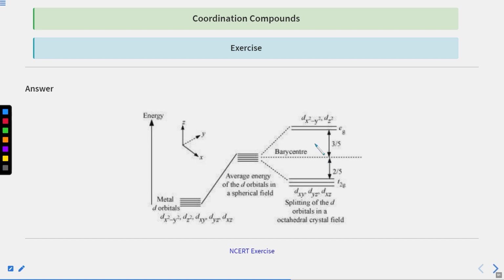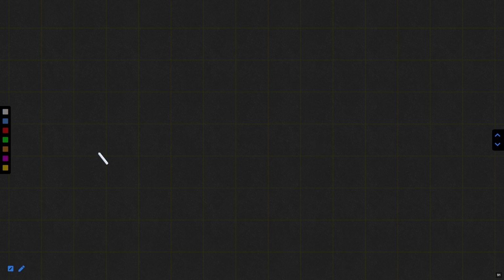So if I try to draw the d orbitals of this compound, how would they look? dx square minus y square looks like this. So these are the 4 lobes. Here is the x-axis. Suppose this is the y-axis instead, and this is the x-axis. Now you can see that the lobes are aligned along the axis. This is termed as dx square minus y square.